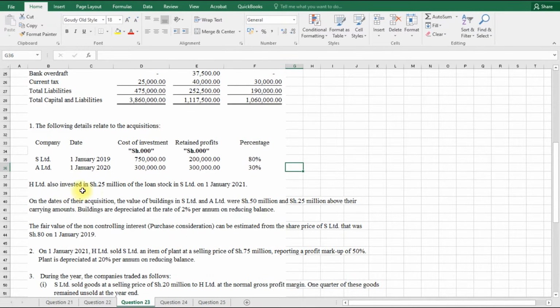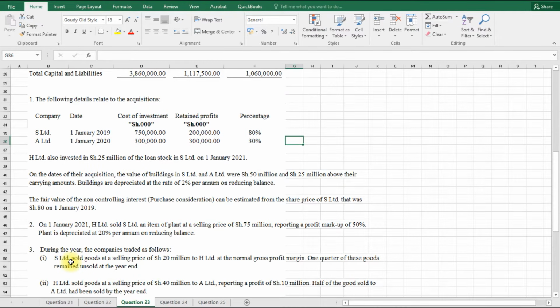We are told H also invested in 25 million of the loan stock in S on 1st January 2021. On the dates of the acquisition, the value of building in S and A were 50 million and 25 million above their carrying amount. Buildings are depreciated at the rate of 2% per annum on reducing balance. So this one means that this was the fair value gains on the building of A and building of S, and we shall calculate the fair value depreciation there. The fair value of non-controlling interest, that is the purchase consideration, can be estimated from the share price of S, that was shillings 80 on 1st January 2019.